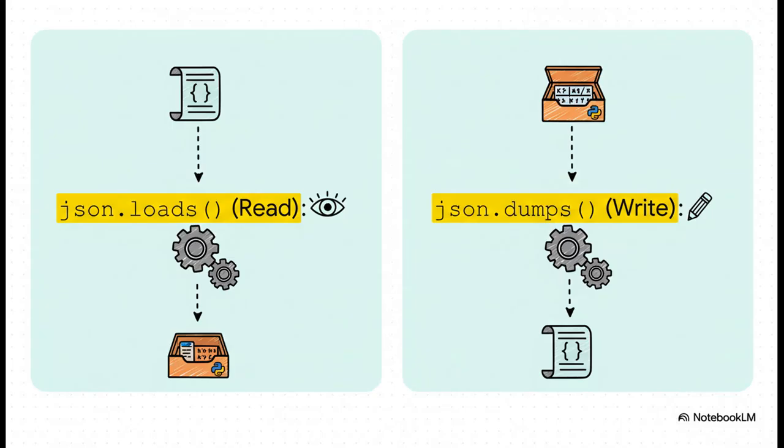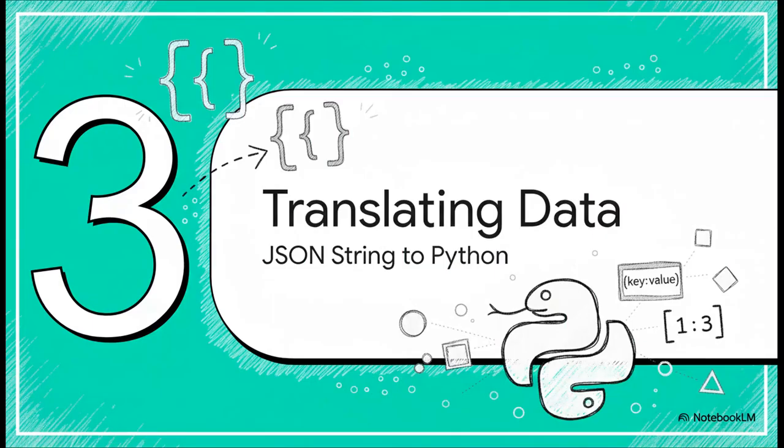Really, it all comes down to two main functions. You've got json.loads, and that S is for string, which is for reading. Think of it as listening. It takes a JSON string and loads it into a Python object. Then you have json.dumps, which is for writing. Think of this as speaking. It takes your Python object and dumps it into a JSON string, all packaged up and ready to go. All right, let's get our hands dirty.